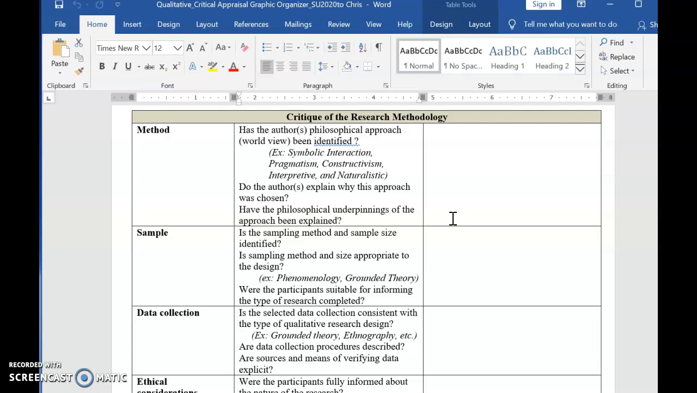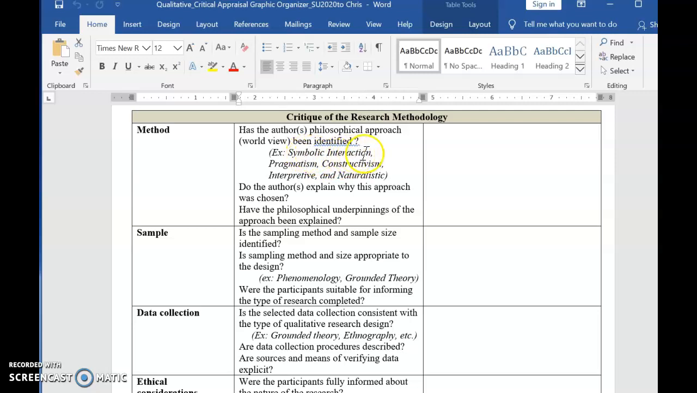How has the author's philosophical approach been identified? So philosophical approach is sort of how someone views the world. Do they look at the world in black and white? Do they look at the world as abstract, where people construct meanings from their experiences? Do they interpret things and decide that's going to be their reality because of what they've experienced? These are philosophies that people have about how knowledge is built in the world.